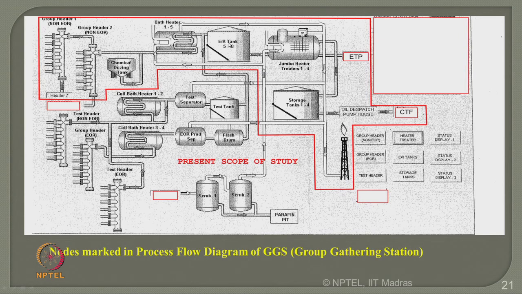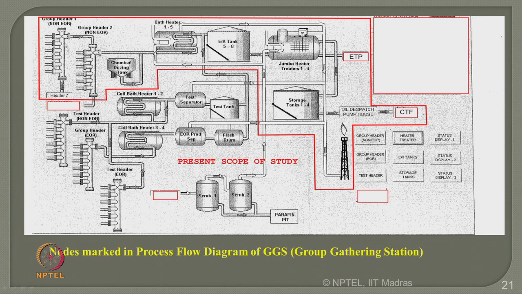From the emulsion recipient tank, the oil further goes to the jumbo heater treater. In this particular plant taken for the study, there are 4 jumbo heater treaters, 5 to 8 emulsion recipient tanks, and 1 to 5 bath heaters. From the jumbo heater, the oil, which is now separated further from water, is stored in the storage tanks. From the storage tank, it is dispatched through the pump house to the common tank form. So, briefly understand, this is the segment which I am going to analyze, which I marked in red.